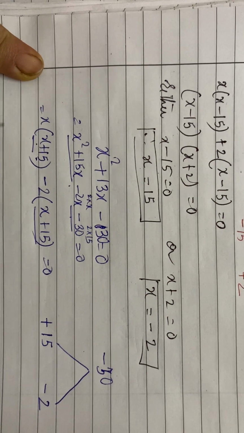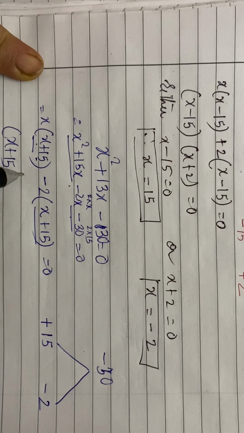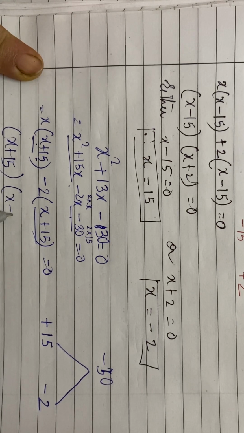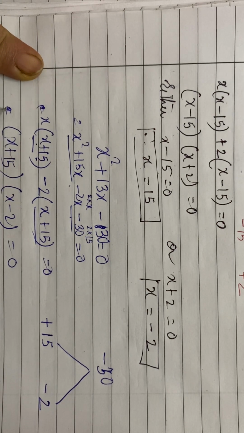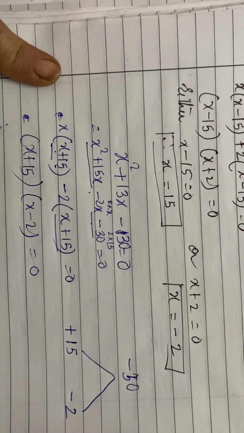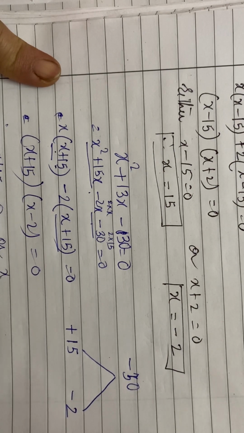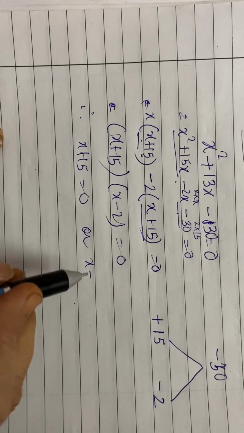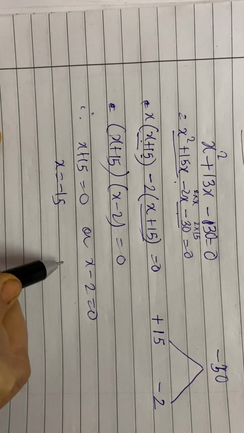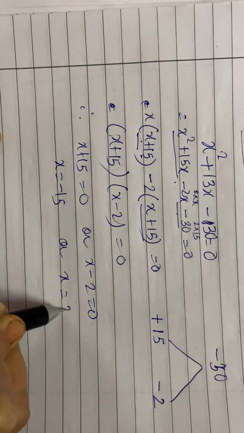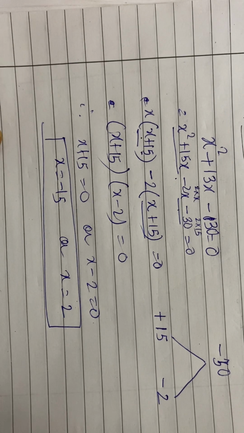So again we have this x plus 15 as common. And what is left over here is x minus 2, which is equal to 0. So therefore x plus 15 is equal to 0 or x minus 2 is equal to 0. So x is equal to minus 15 or x is equal to plus 2. These are the roots of this quadratic equation.